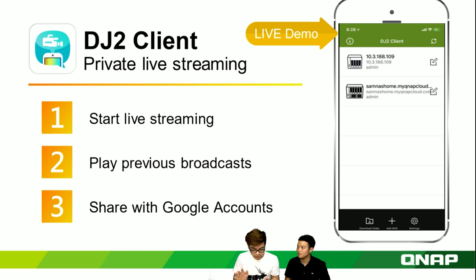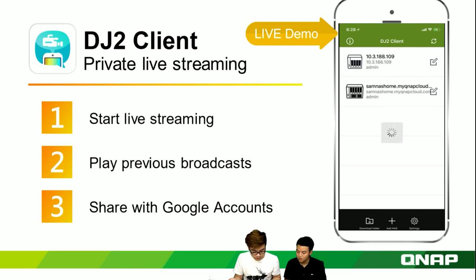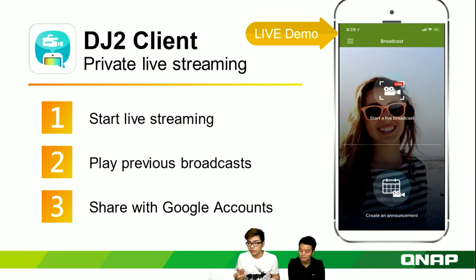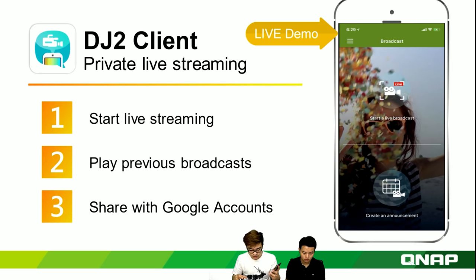But you don't have to be so bothered about this problem, because now you have DJ2, so we can just click on which NAS you want to do the broadcast with. Why do we have to choose the NAS? Because we make the live broadcast into a recorded video and put it inside your NAS for backend editing. You can do your own opening and ending in your video, or cut the video, or add some flashlight effects.